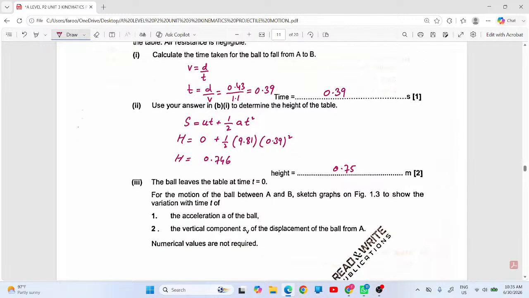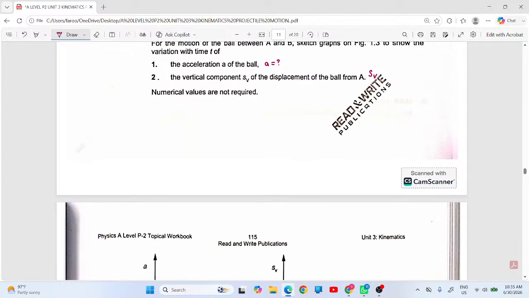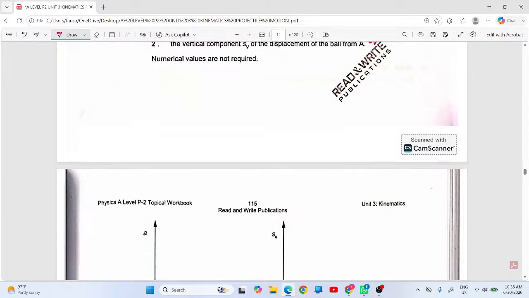Next, the ball leaves the table at time t equals 0. For the motion of the ball between A and B, sketch a graph on figure 1.3 to show the variation with time t of the acceleration of the ball, and the vertical component of the displacement of the ball from A. Numerical values are not required.